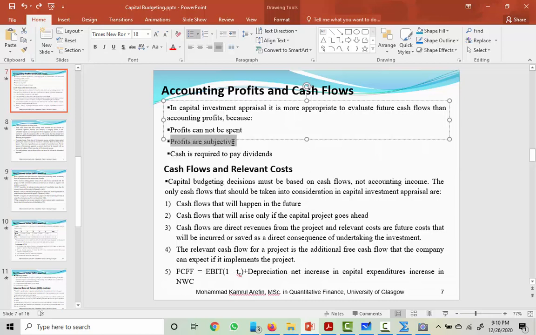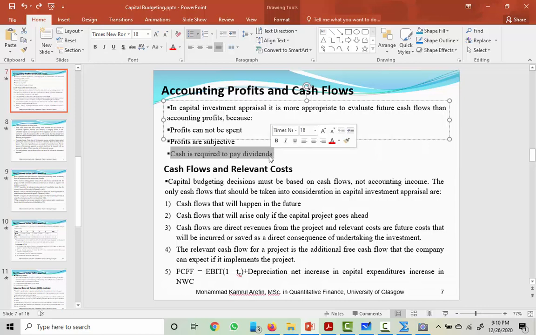So profits are very subjective. Based on what method you use to calculate profit, profit can be easily manipulated. Some companies use the straight line depreciation method, and some use the reducing balance depreciation method. Based on what policy you use for your depreciation and other expenses, profits can be exaggerated or undermined as well. So profits are very subjective.